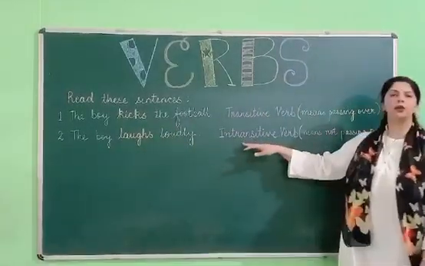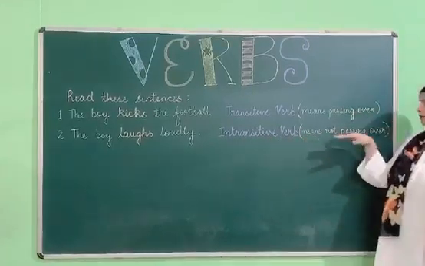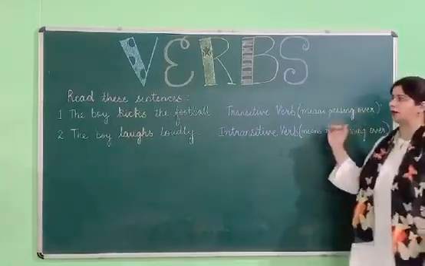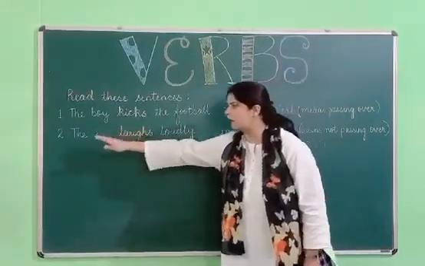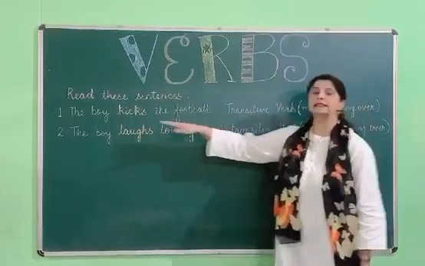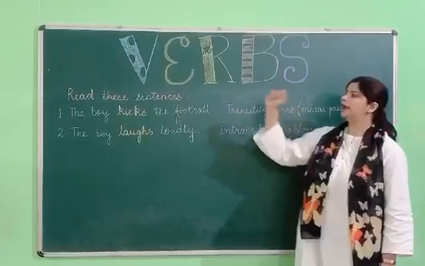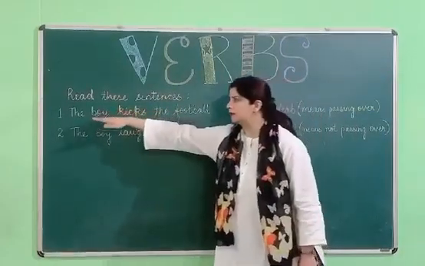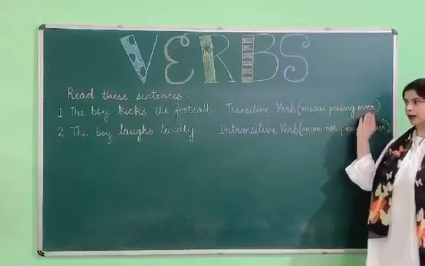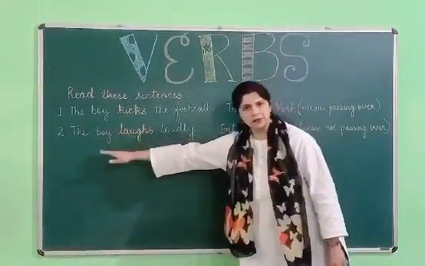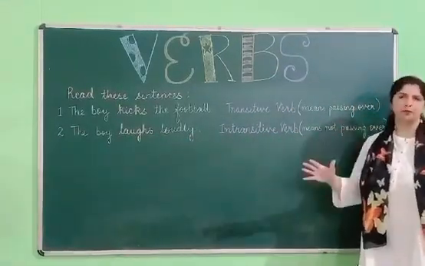So these kind of verbs are called intransitive verbs, which mean not passing over. Here the action has not transferred from the subject to the object. It is contained in the subject. So the verb where the action is transferred from the subject to the object are known as transitive verb, which mean passing over. Where the action remains with the subject are known as intransitive verb, which means not passing over.